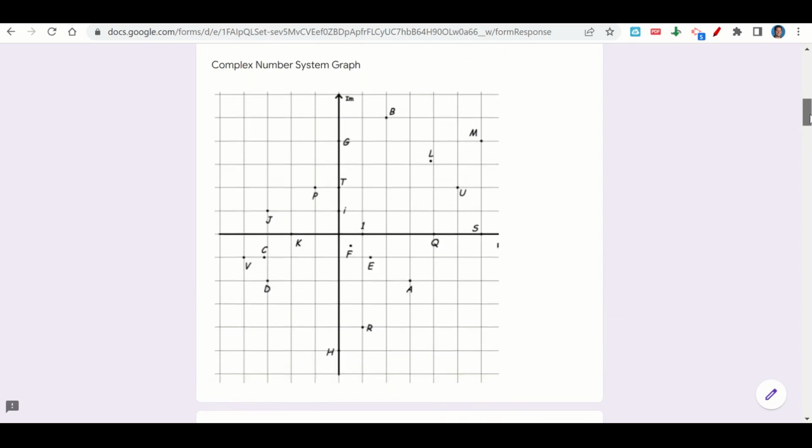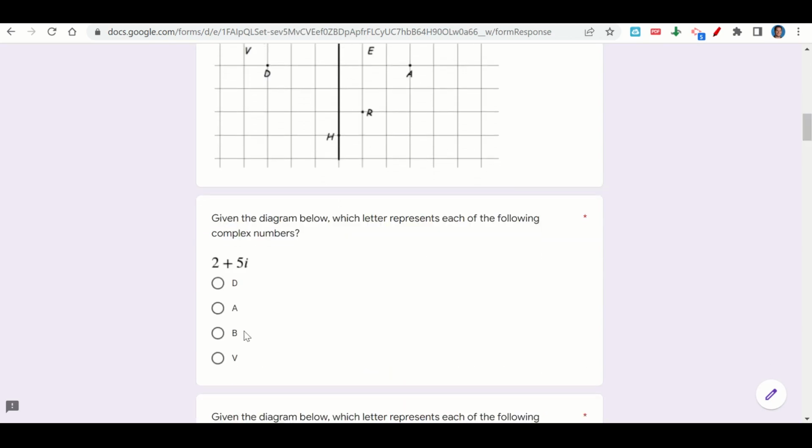So our real part, in this case, is 2. So we're going to go to the right, 1, 2. And our complex part is 5, so we're going to go up 1, 2, 3, 4, 5. And we can see that we're at B. So we're going to go ahead and mark that as our answer. The answer for this one is B, right here.